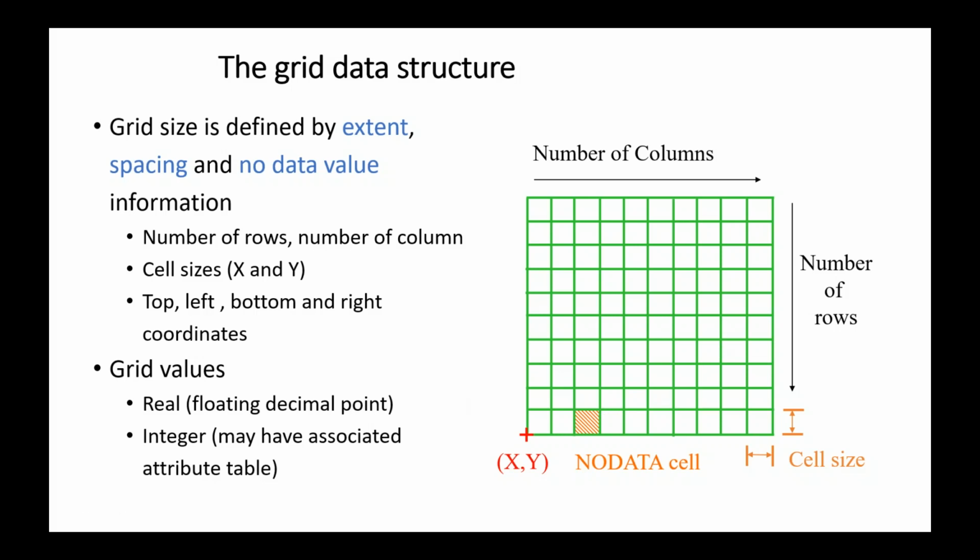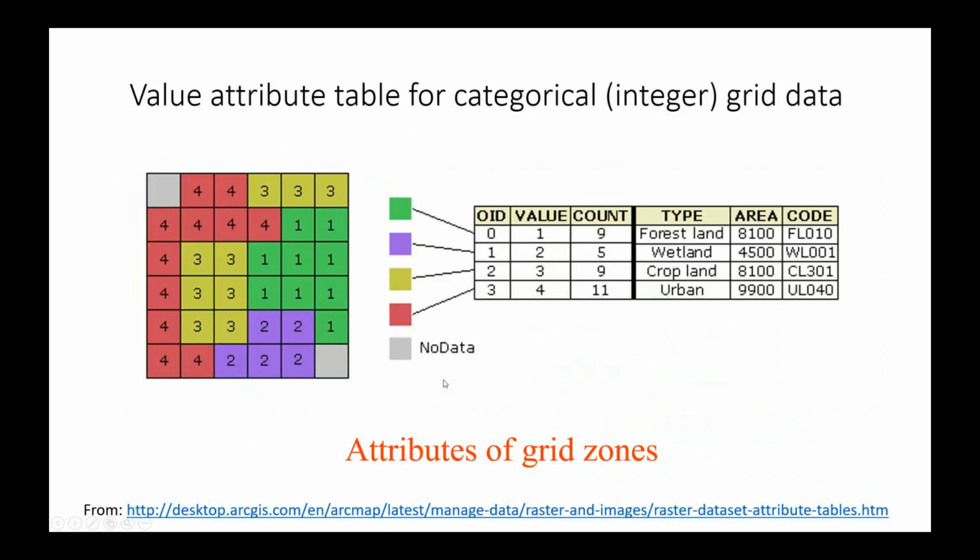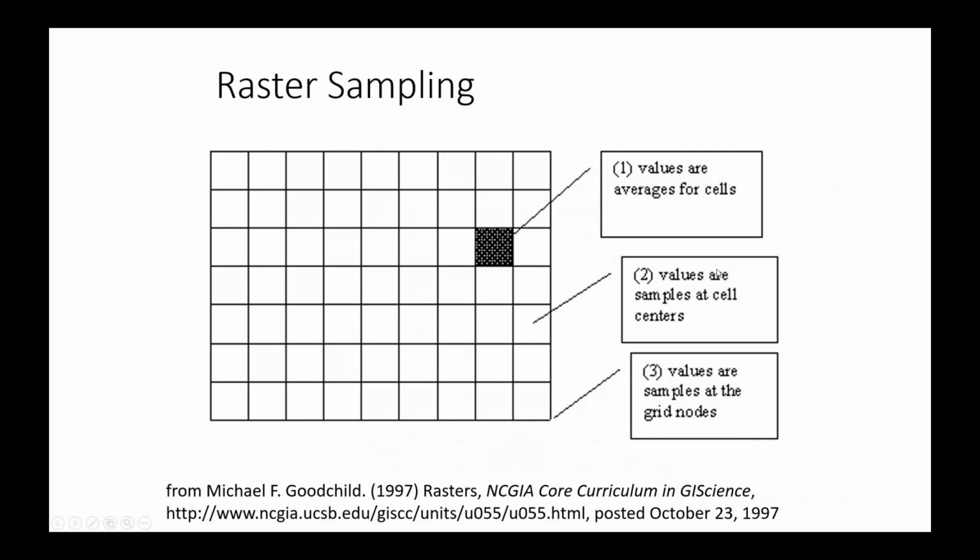In the case that they're integer, they can also have a table referred to as a value attribute table associated with them. So for example, that's helpful to provide additional metadata about the gridded values. The grid may just hold integers that may initially not be readily interpretable, but when associated with the value attribute table, you can see things like the type of land or the area or some other encoding that might be associated with those attributes.